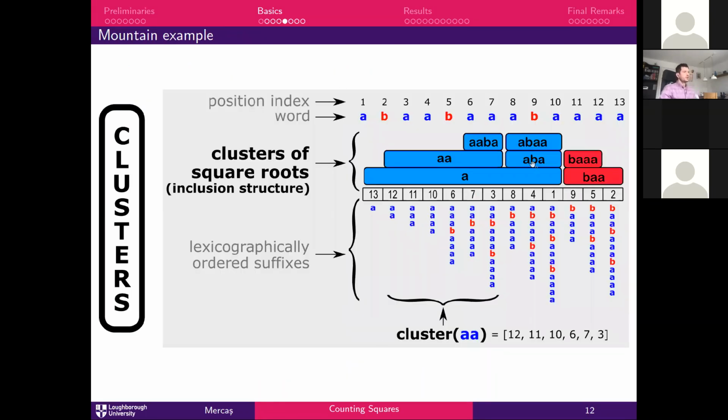Okay, and I think that this is more explicit. So I have a word over here. I'm looking at the suffix array of it, and then this is the suffix array of the word. So I'm ordering the suffixes lexicographically, and then I can put them into clusters. So I have all of the sequences starting with A, all of the sequences starting with AA, the one starting with ABA, AABA, ABAA. So this looks a bit like a mountain, right? Or a couple of mountains.